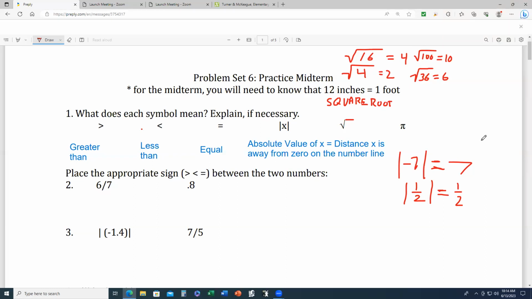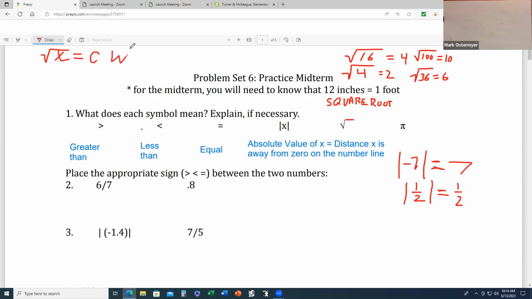In other words, what times what equals 16? When you take the square root of x, you get a number such that when you square that number, you get x. Let me show you what I just said here. You take the square root of a number x. It's equal to some number c, where c squared is equal to x.